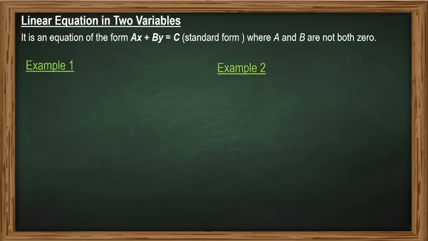A linear equation in two variables is an equation of the form ax plus by equals c, where a, b, and c are real numbers and a and b should not be equal to 0. Ax plus by equals c is the standard form of the equation.